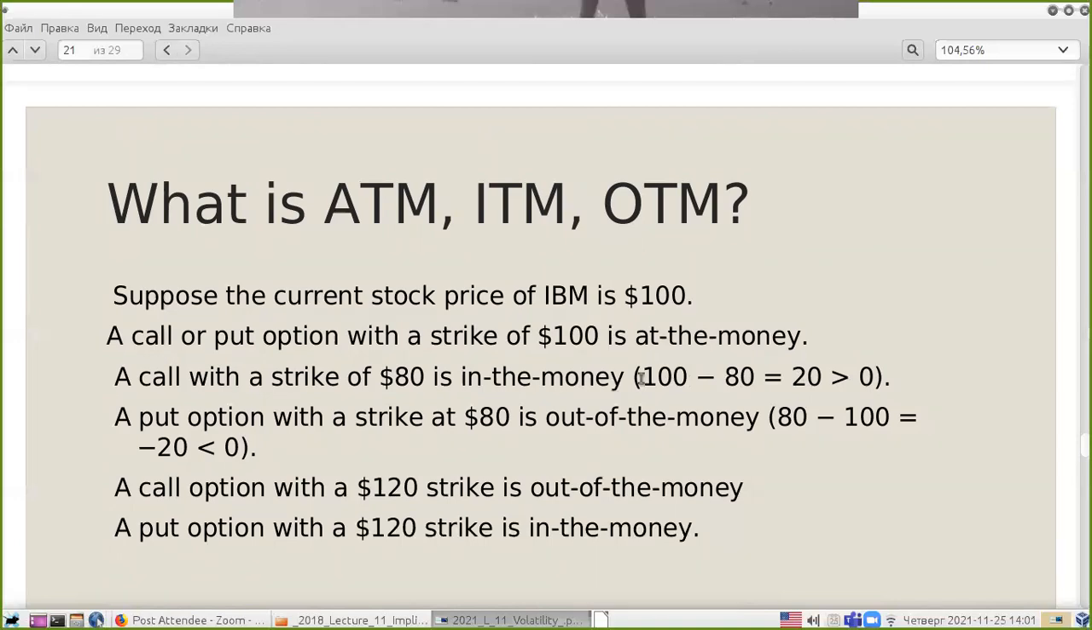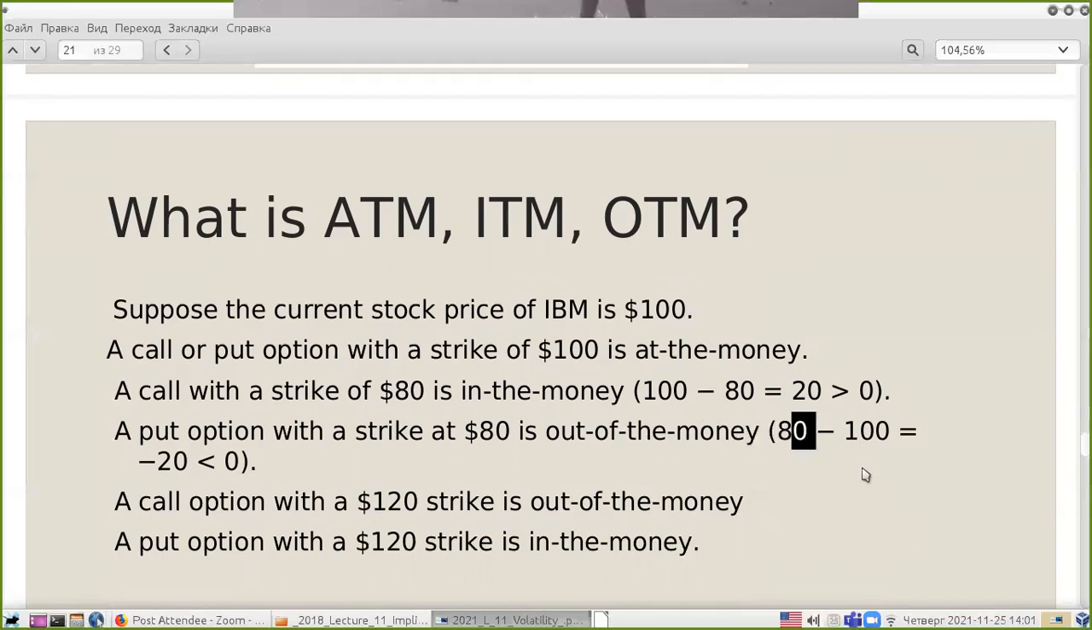But if in this situation we consider a put option, and you remember the payoff function of a put option is the opposite, strike price minus current stock price, and it is a negative value, so this put option is out of the money. So for stock price 100 and strike 80, there are two situations. For the call option, it is in the money, but for the put option, it is out of the money.